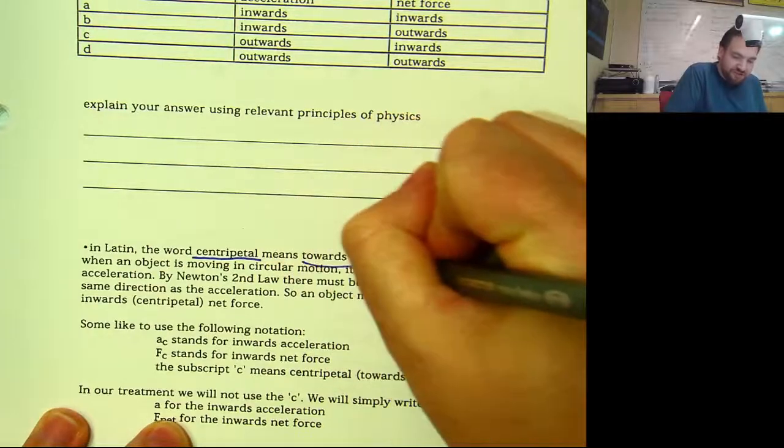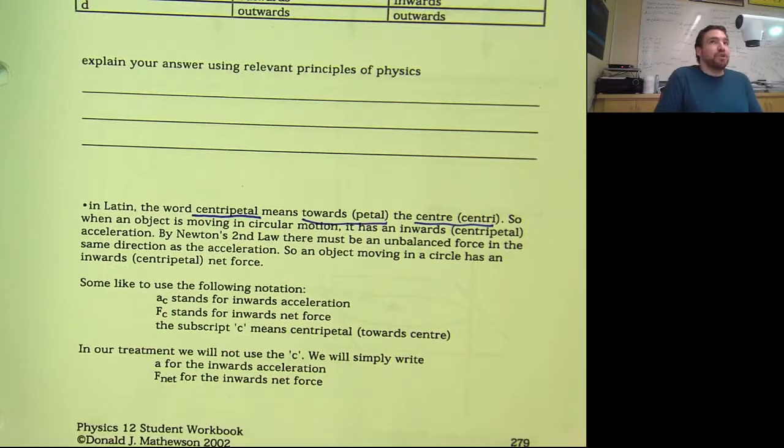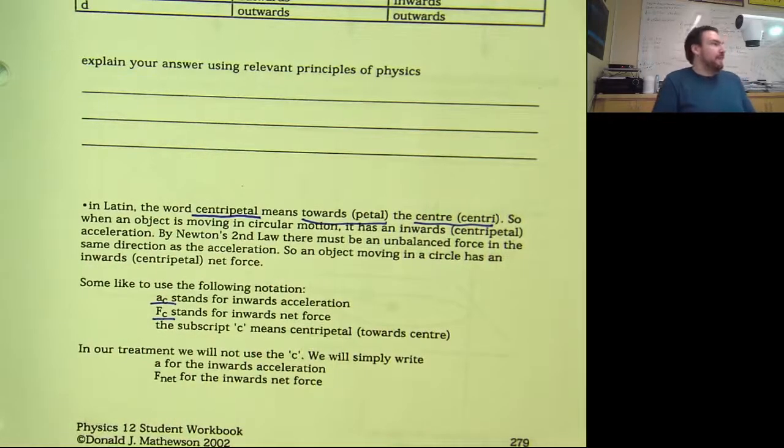Petal means towards, centri being the center, so an inward force, a centripetal force, is actually what we have acting here. Centrifugal is just the appearance of a force due to the inertia of an object. Centrifugal, not a thing. Centripetal, actually what's happening here. So there's various notation that we can use. A sub C, F sub C, a centripetal acceleration or a centripetal force acting on these things towards the center. That's what sub C means.